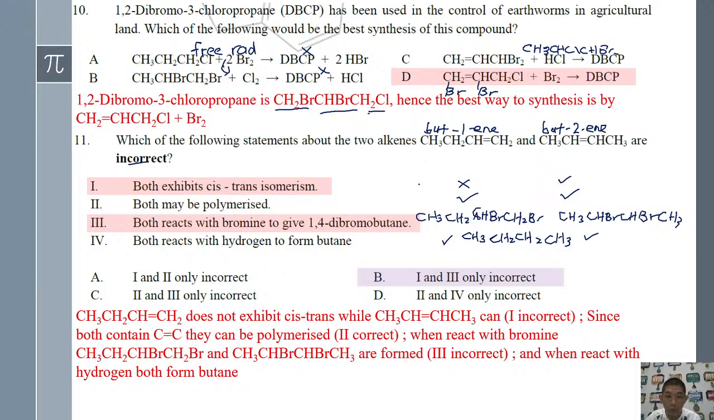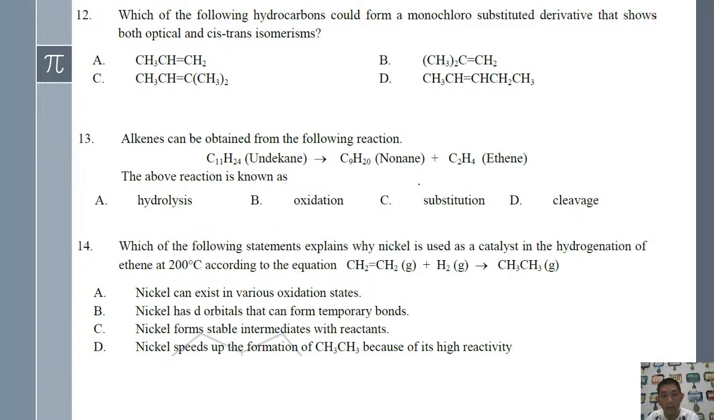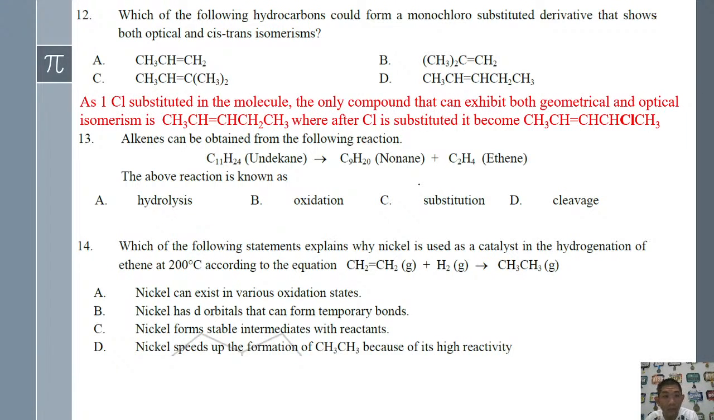Immediately we go to question number 12. Which of the following hydrocarbons could form a monochloro-substituted derivative showing both optical and cis-trans isomerism? We are trying to see how a hydrocarbon could form a monochloro-substituted derivative that shows both optical and geometrical isomerism, for example when you react with chlorine. So if you want to substitute one of the hydrogens with chlorine in here, you might form both an optically active product and also geometrical isomerism.